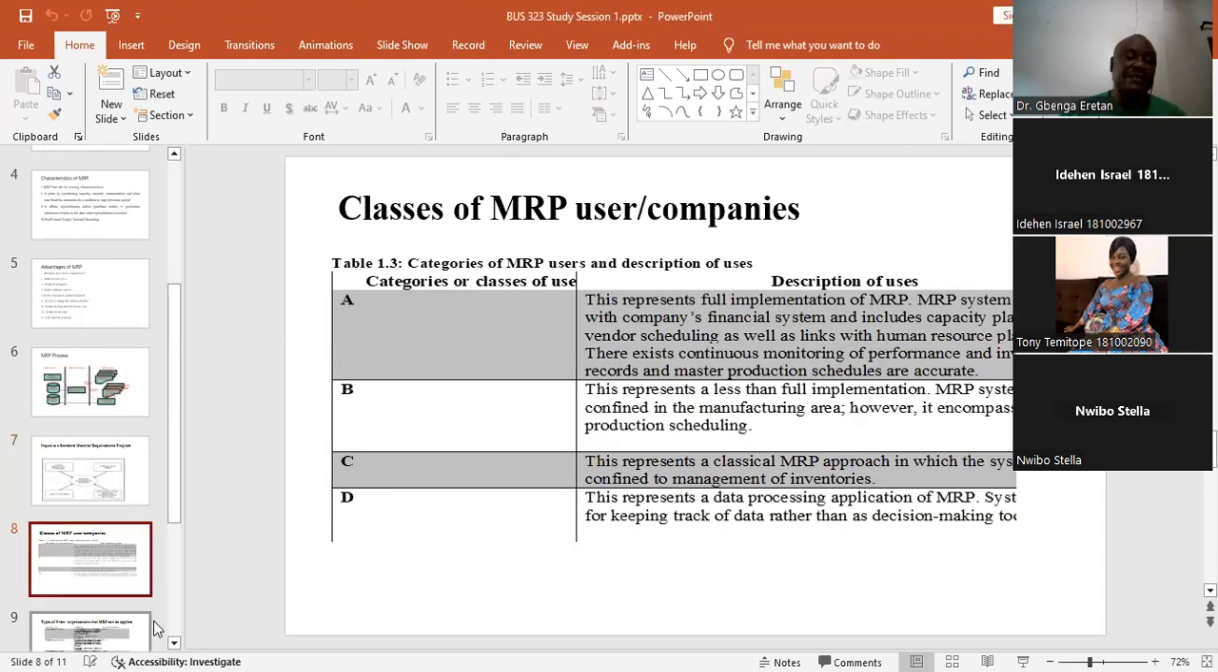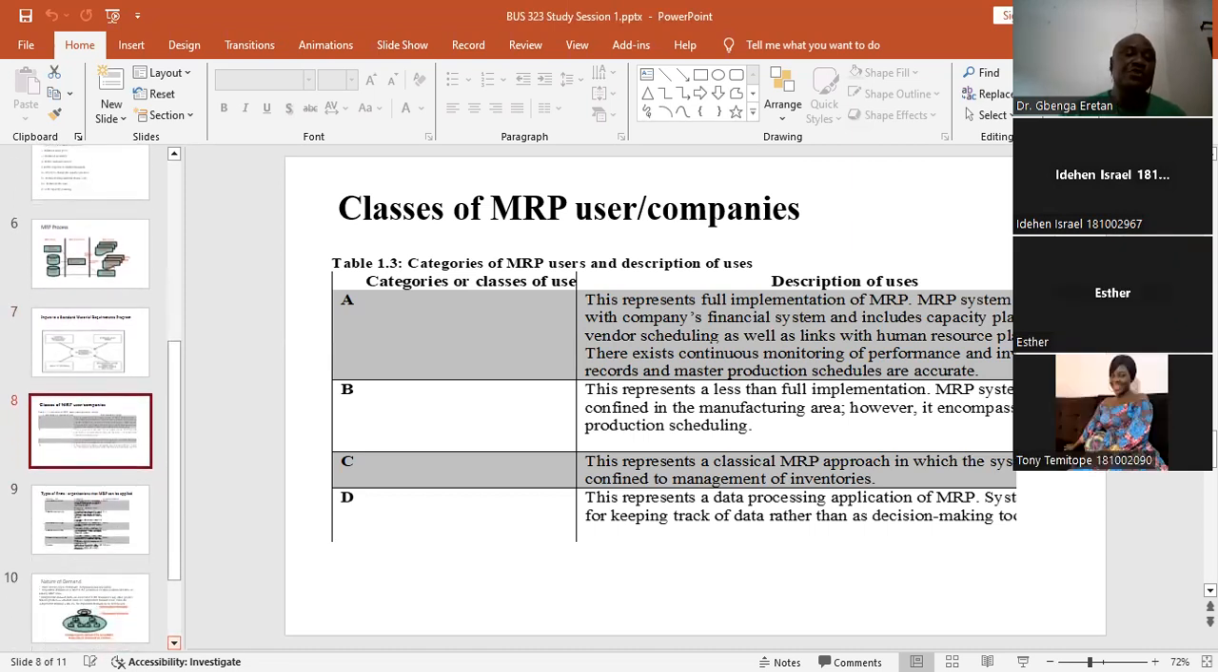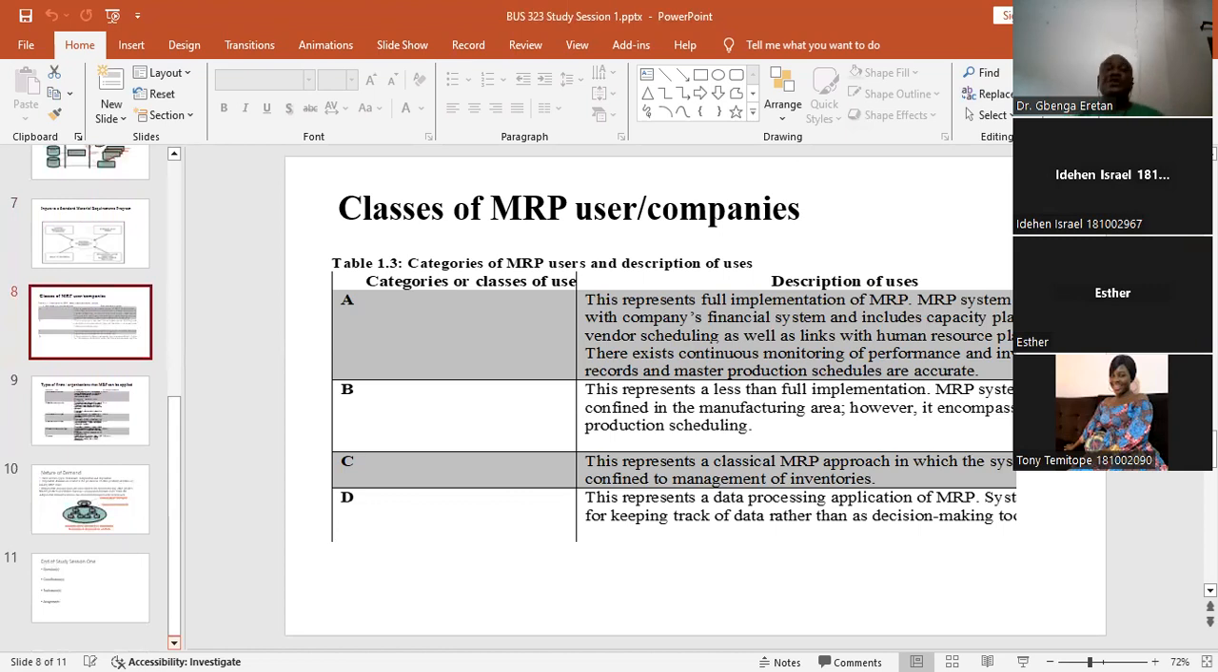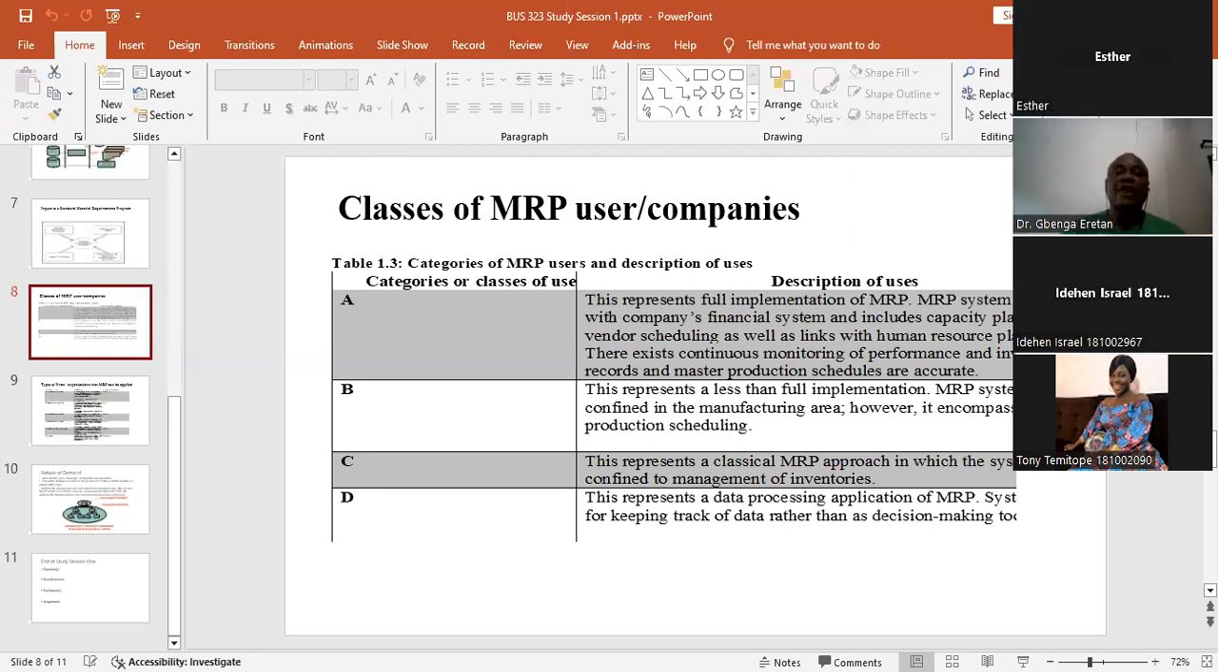Then the next aspect that we are going to look into now is the classes of MRP users. And now we have divided the classes into 4. We have the category A, category B, category C, and category D. The category A is the category where the MRP is fully implemented.